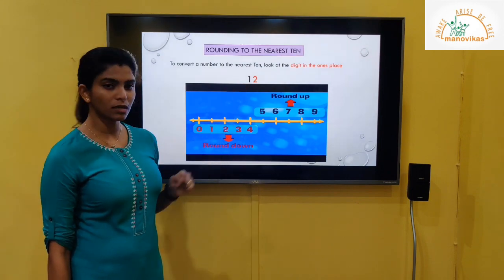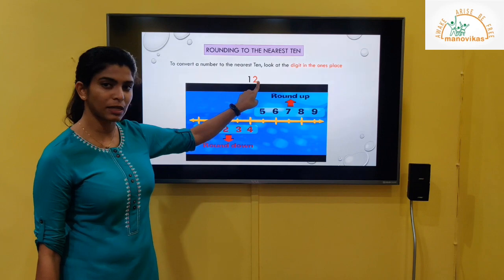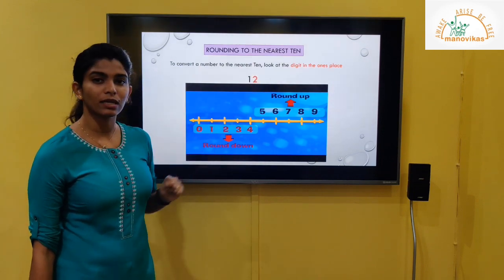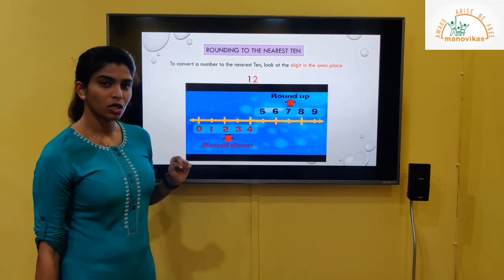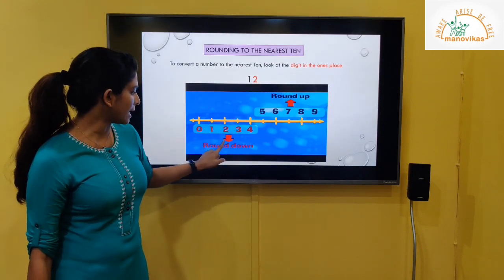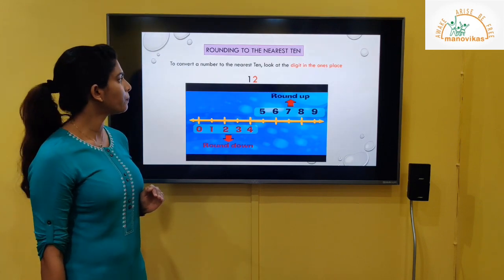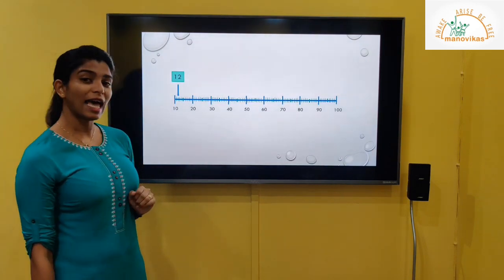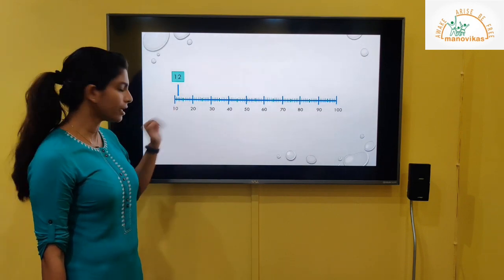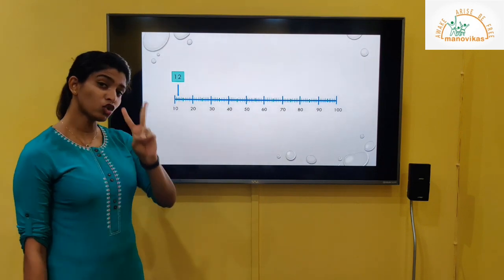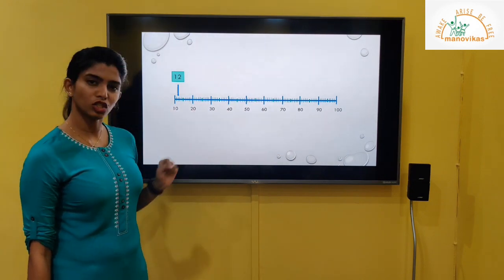Now there is a number 12. We have to look at the digit in the ones place. I have marked this with red color. Now if you see here, 2, where does it lie? It lies here, so we have to round down the number. Now I have marked 12 on the number line. It comes somewhere here. So there are two possible tens, that is 10 and 20.